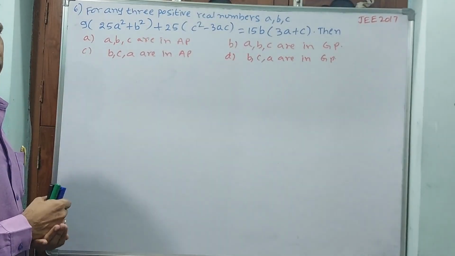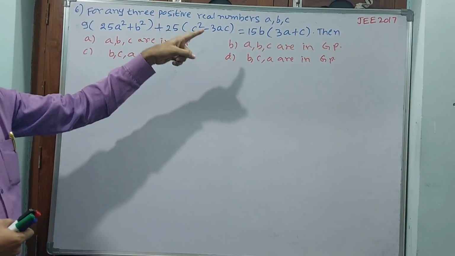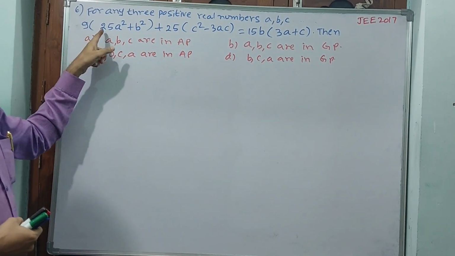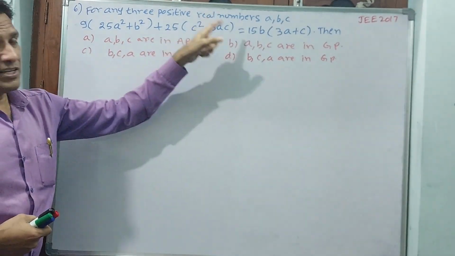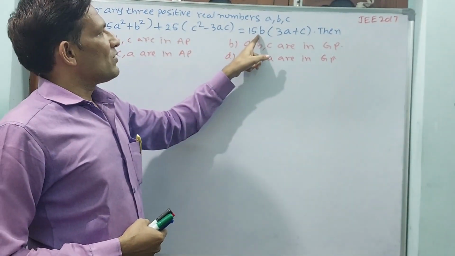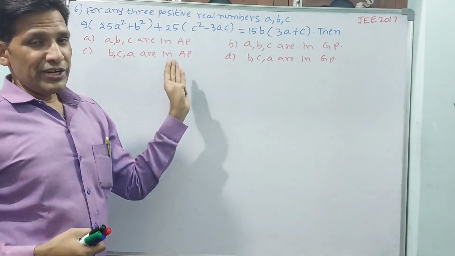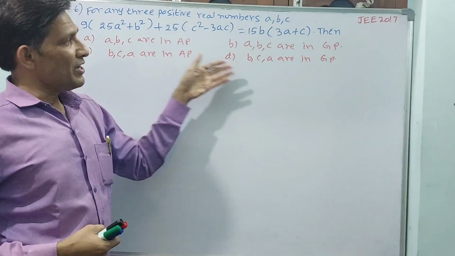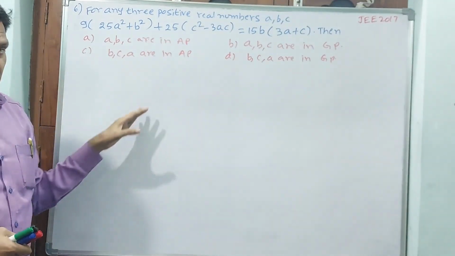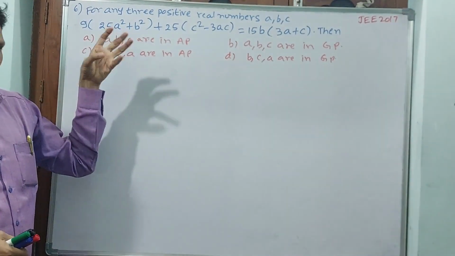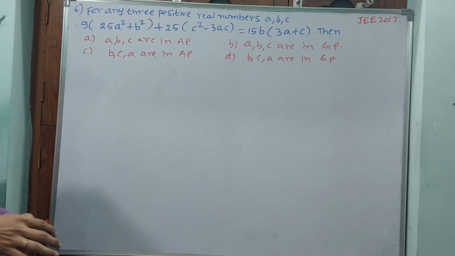Okay. See question number 6. For any three positive real numbers a, b, c, 9(25a² + b²) + 25c² − 3ac is equal to 15b(3a + c). Then whether a, b, c are in AP or GP, or b, c, a are in AP or GP, like they are asking. Answer is b, c, a are in AP, but it will not come that easy. This is a complicated algebraic question, and see how we are going to deal with this question.